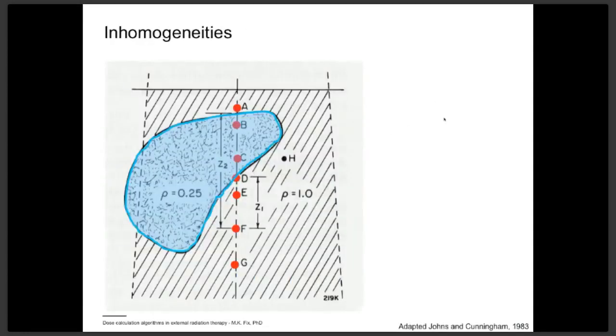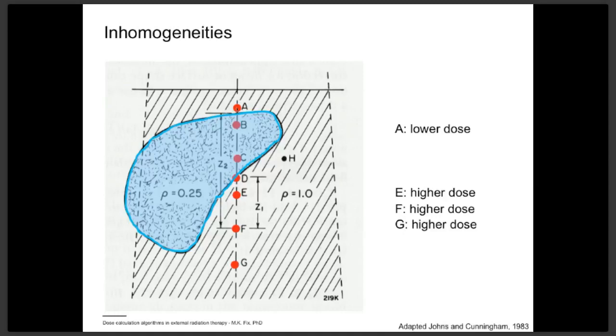Next would be inhomogeneities, and I make this first with an example. This would be a water phantom with a low density inhomogeneity, and this is the path along. There are several points highlighted, and these points would see a different dose from those they would see if all would be water. And first of all, this E to G would see higher doses due to the decreased attenuation in the low density material.